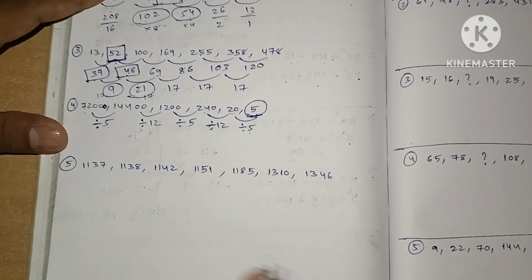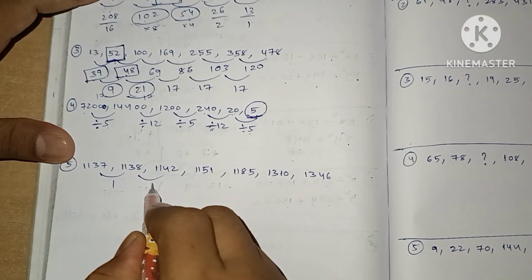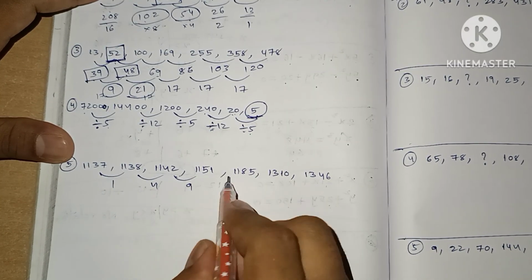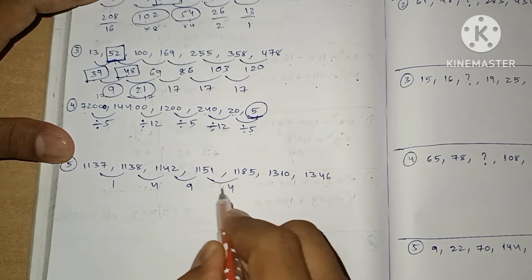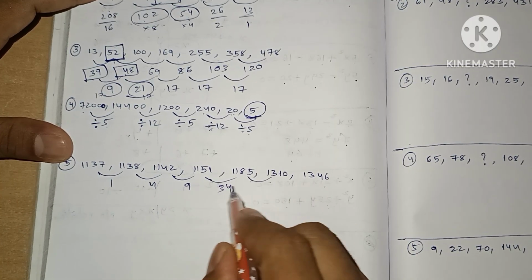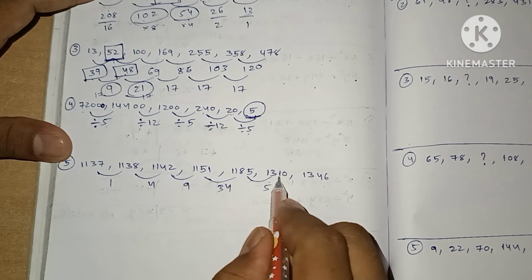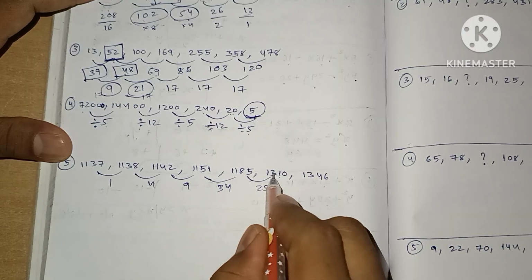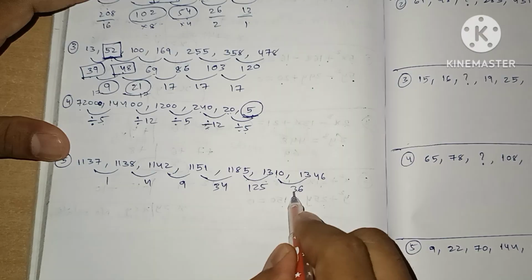Next, fifth question. Here we see the difference of 1. Here the difference is 4. Here the difference is 9. Here the difference is 34. Here the difference is 5. Okay, and it is 0, 0 means 2. And here it is 2 and 1, 125. Here the difference is 6, 36.